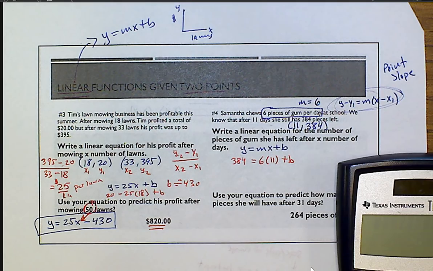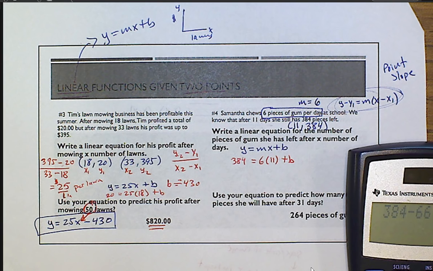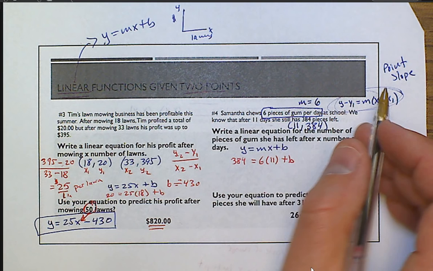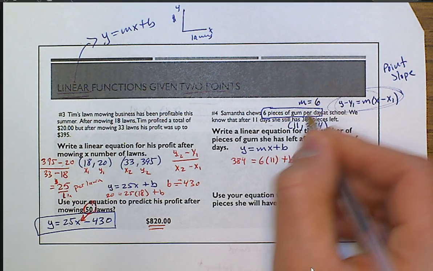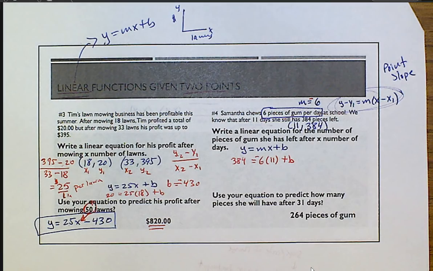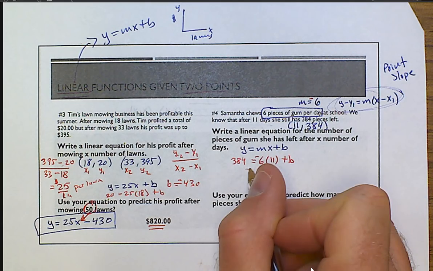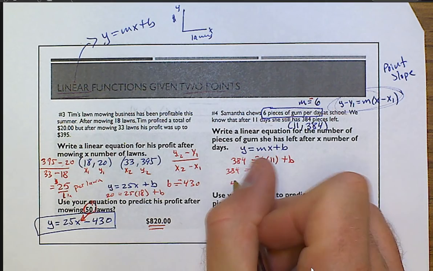So I have basically 384. I'm going to subtract 66 from it, and I get 318. Nope, I'm sorry. Bear with me just for a second. She chews 6 pieces of gum, so that's got to be a negative 6 because she started off with so many pieces of gum. She's losing gum, right? I had to catch myself there. So this should be a negative 66. This is 384. I've got to add 66, so I should get 450 for b.